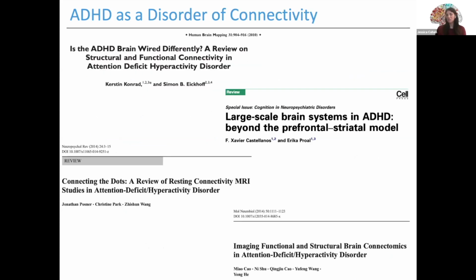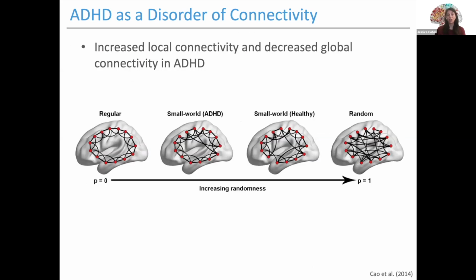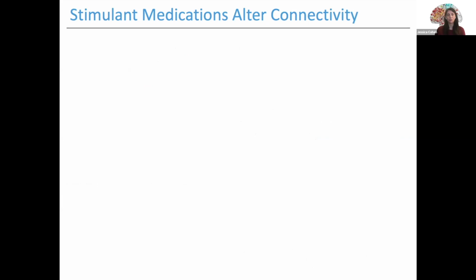Over the last 5 to 10 years, a handful of review papers have been published discussing the idea that ADHD may emerge from disrupted patterns of functional and structural connectivity. Very generally, individuals with ADHD tend to have greater local connectivity and reduced long-range connectivity. For example, this schematic shows that there is reduced small-worldness in ADHD, which is driven by increased local clustering of connectivity or greater local efficiency, as well as increased characteristic path length or reduced global efficiency.